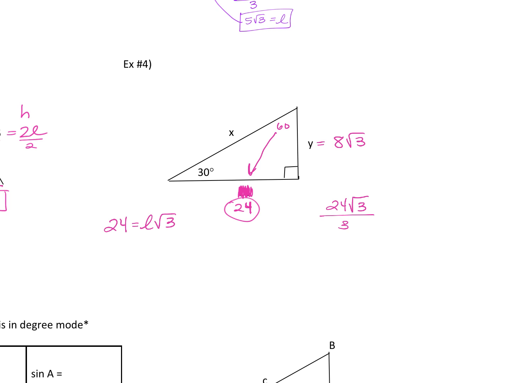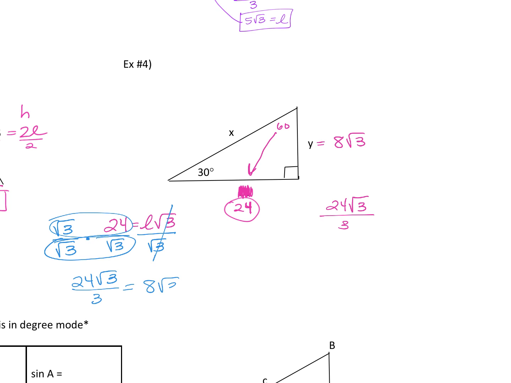Your first step to get L by itself would be divide by rad 3. Okay, so this is gone. Now to get that radical out of the denominator, multiply by rad 3 over rad 3. So on top, you have 24 rad 3. On bottom, what's rad 3 times rad 3? It's 3, rad 9, right? Square root of 9 is 3. And then simplify that, 24 over 3 is 8. 8 rad 3 is this side then. Okay, that's your L, right?